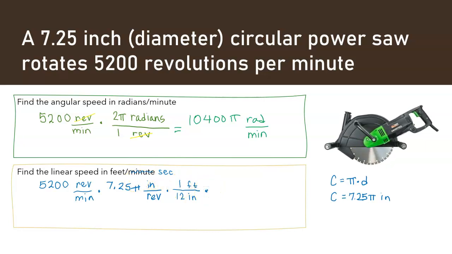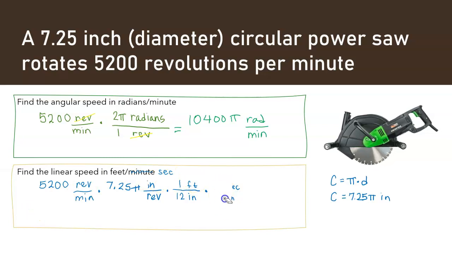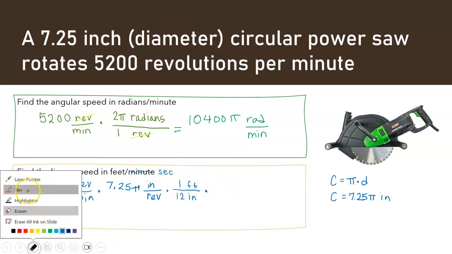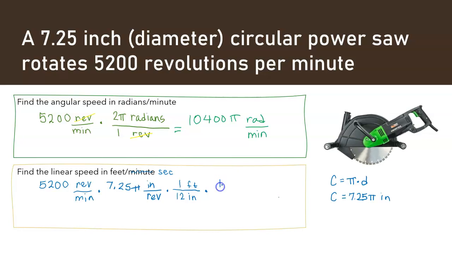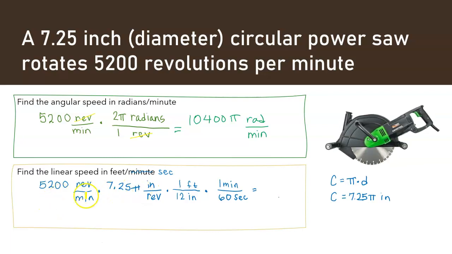And then I also would like to have seconds on the bottom. And I know that there are 60 seconds in 1 minute. Oops, I have to change that around because I want my minutes to cancel, right? So I need to switch this fraction around so that I have minutes on the bottom and minutes on the top. So 1 minute is 60 seconds. So that's all the math I'm going to do, and I'm going to double check that all of my units are going to cancel.